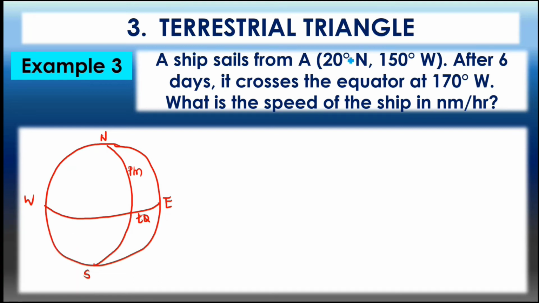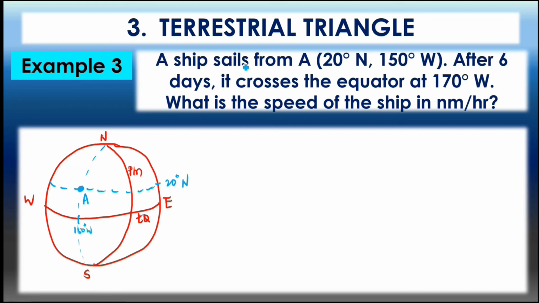So since the latitude of point A is 20 degrees north, say that the 20 is here. So just have the arc, the circle here. And then longitude 150. So if 150 degrees west is here, from the north you draw a meridian toward the south. Next, the point of intersection is the point A, or that is the first place or location where the ship is.